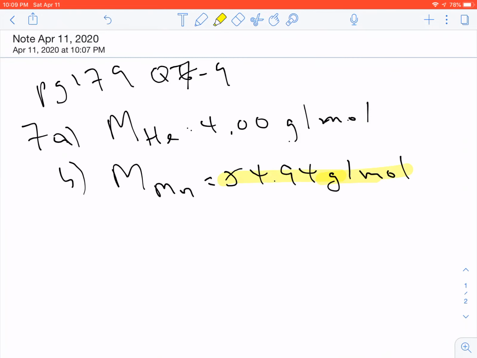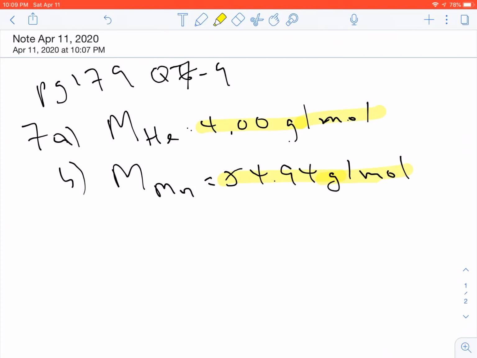If I went to the cylinder and weighed out 4 grams of helium gas, right, 4 grams, it would be equal to 1 mole. I would have 6.02 times 10 to the 23rd atoms of helium in that sample. All right, so that is the molar mass, the mass of 1 mole.